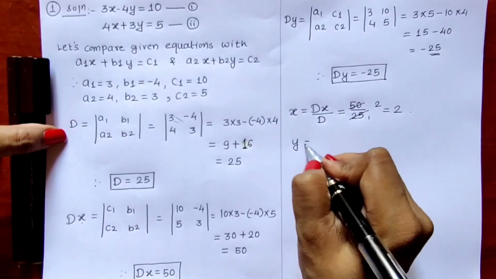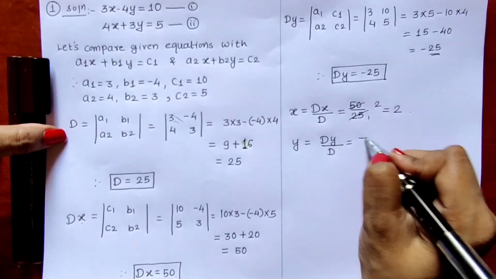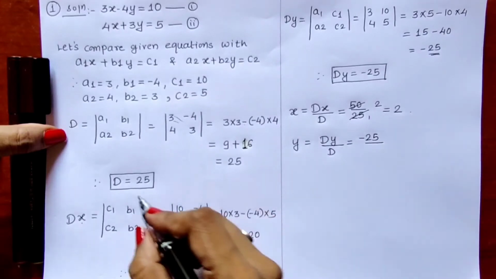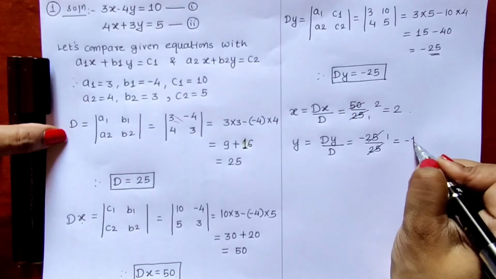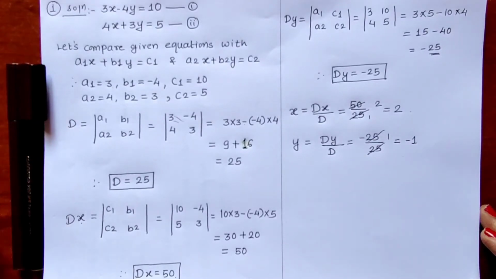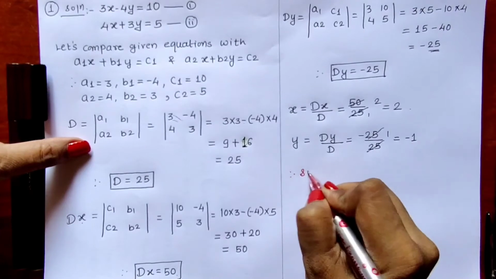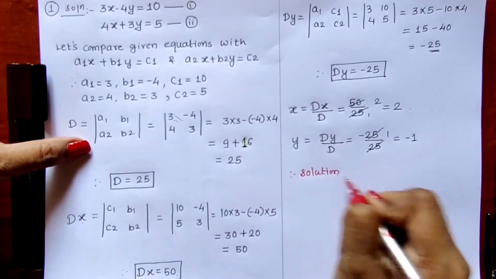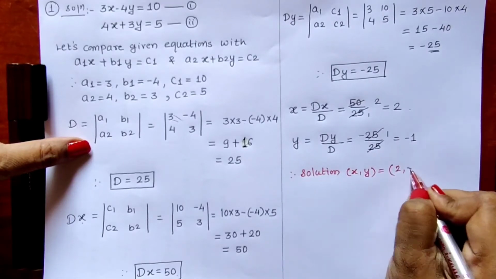Now let us get y is equal to dy upon d. dy we have got minus 25. d is 25. 25 ones are 25, so we have got minus 1. Y value is minus 1. So in this way we have got the solution. In the end we should get the solution. Solving any equation means we should get the solution values of variables. X value is 2, y value is minus 1.